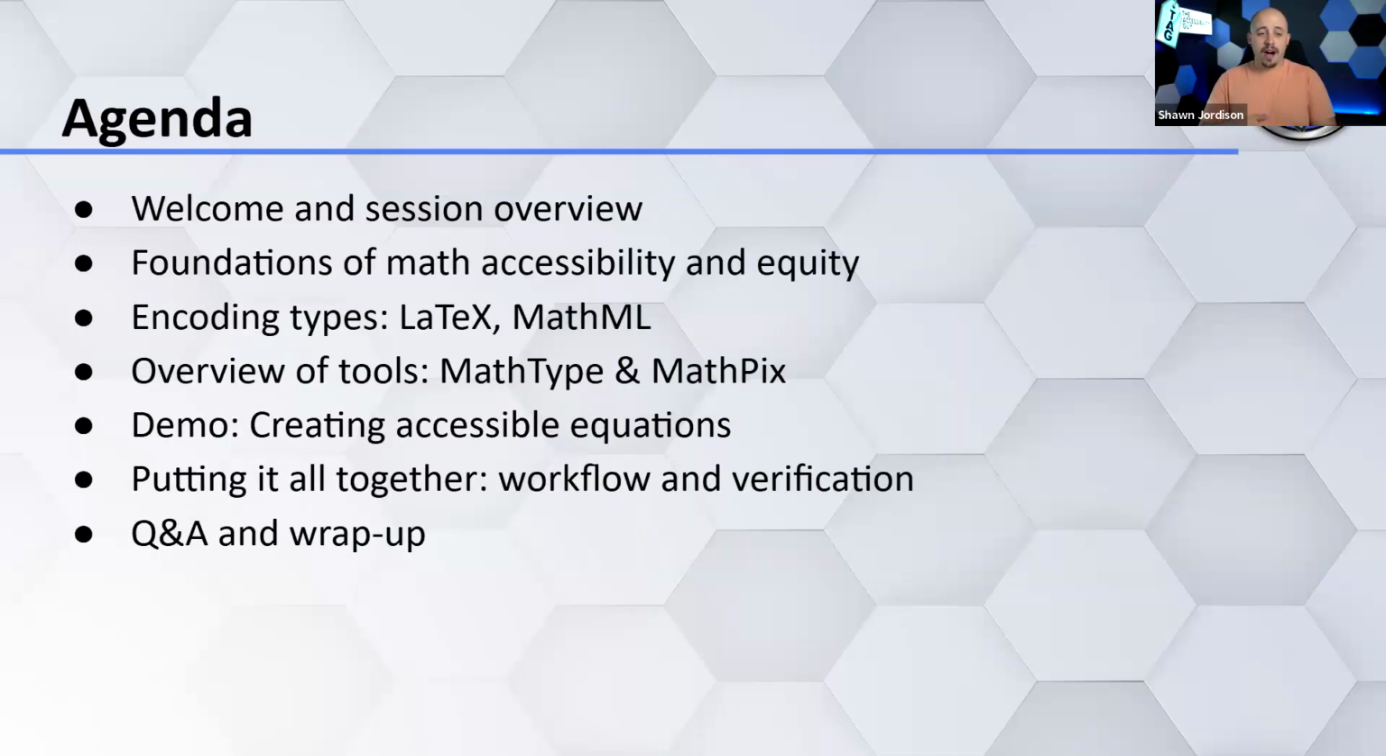Today's agenda, we are going to talk about the foundations of math accessibility and equity. I narrowed the list down to two encoding types. We're going to talk about LaTeX and MathML. And then I'm going to provide an overview of tools, including MathType and MathPix. And then we're going to demo creating accessible equations and a practical workflow for ensuring that our math is accessible. And then finally, we will answer all of your important questions and wrap up.